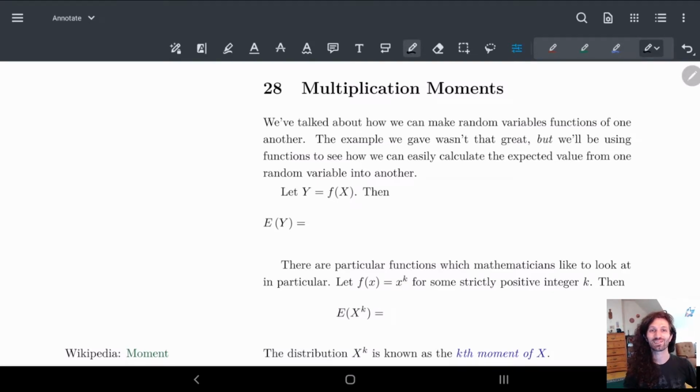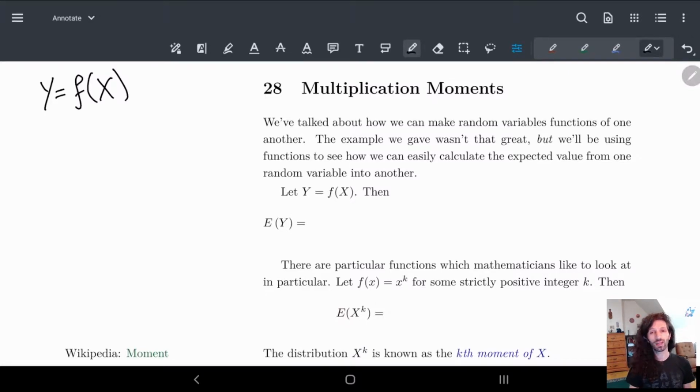Hiya. So in this video, we're going to talk about multiplication moments. What this idea is starting from is, remember, well, I guess now like thousands of weeks ago, we talked about functions. One of the strengths of random variables was that we can put in functions, right? So instead of just looking at x, we could make y equal to f of x, or something like that. This was a fairly strong thing.